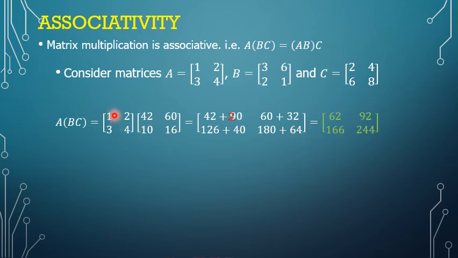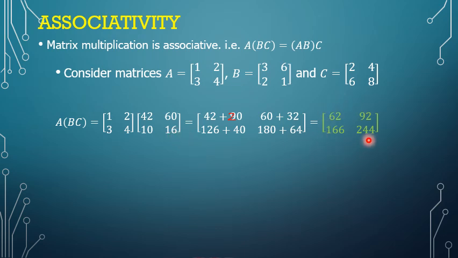Again, it will be 1 times 60, you get 60, plus 2 times 16 is 32. When you add 60 plus 32, you get 92. Again, it will be 3 times 42 is 126, plus 4 times 10 is 40. When you add 126 plus 40, you get 166. Also, 3 times 60 is 180, plus 4 times 16, which is 64. When you add them together, you get 244.